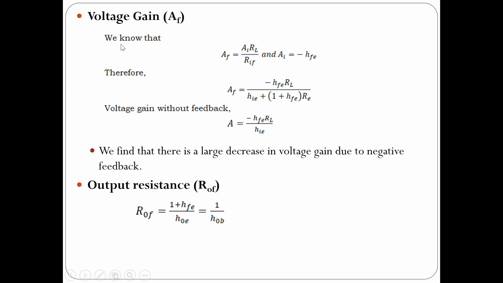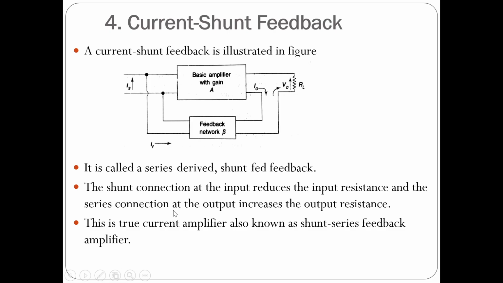Next, voltage gain AF. The voltage gain of the feedback amplifier is A equal to minus hfe RL divided by hie. Output resistance ROF is equal to 1 by hob.